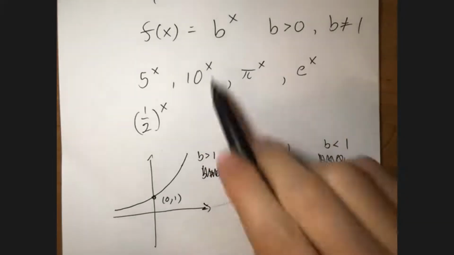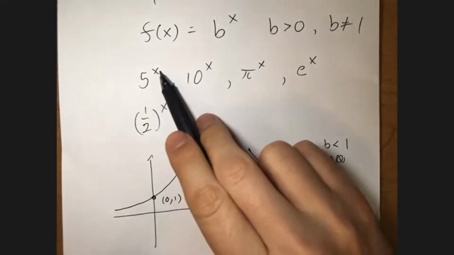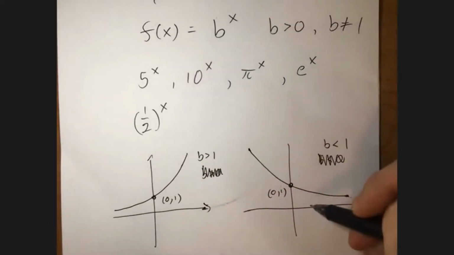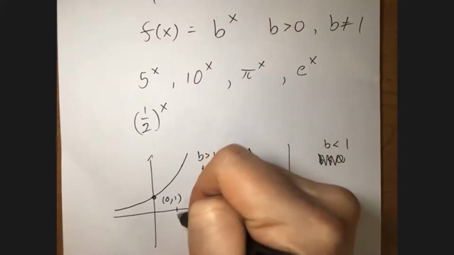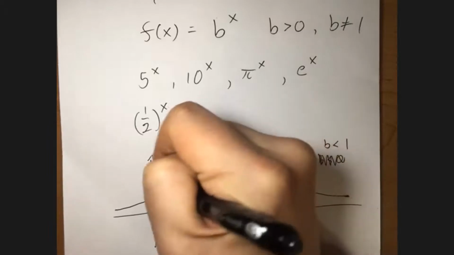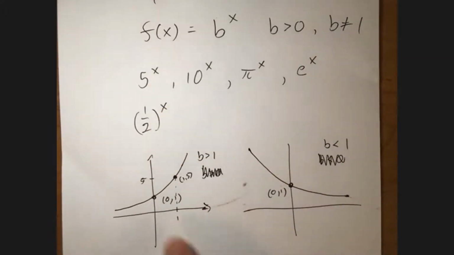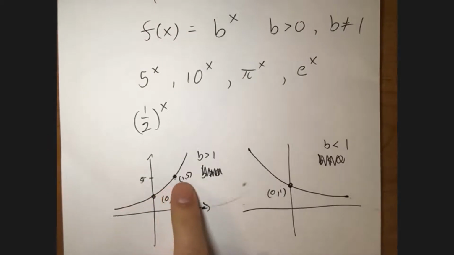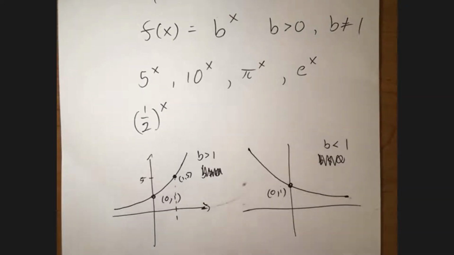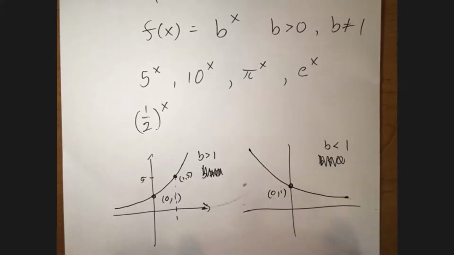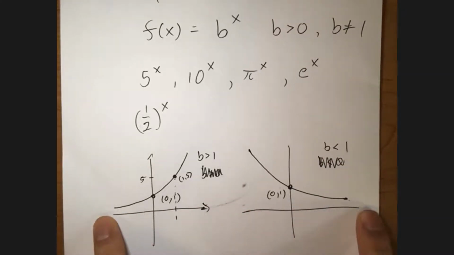If you plug in 1 for x, say 5 to the x, you just get 5 to the 1, that's just 5. So if I take the number 1 and get 5 as an answer, now I know I have another point on that graph, right? So that's an easy way to graph, just plugging in 1 for x. Or maybe -1 for x if it's a fraction or something. And then you can graph these easily. But they look like this. They have a horizontal asymptote equal to the x-axis.